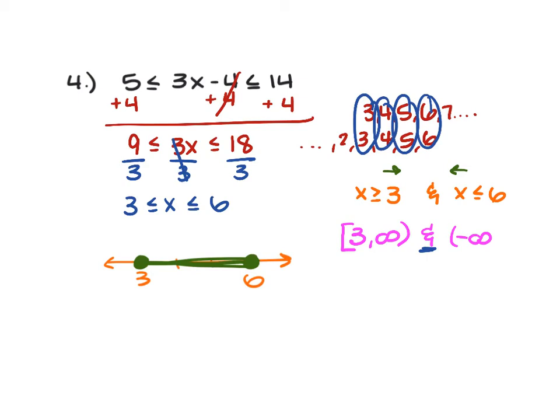So this is only including 3, 4, 5, and 6, which means in our interval notation it includes the 3, so the 3 would have a bracket, all the way to the 6, which it includes as well. So the correct form of your interval notation would be open bracket 3 comma 6 close bracket.